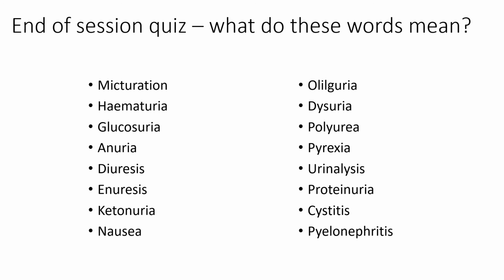Okay, urinalysis means to look at the urine and analyze it and see what's in it. There's a couple of slides there where we went through what was on a dipstick. That's very important to get to grips with. Proteinuria means you've got protein in the urine. Cystitis means you have an inflammation or an infection in your bladder. And pyelonephritis is you have an infection in your renal pelvis as well. So there we go. Hopefully that's expanded your vocabularies.